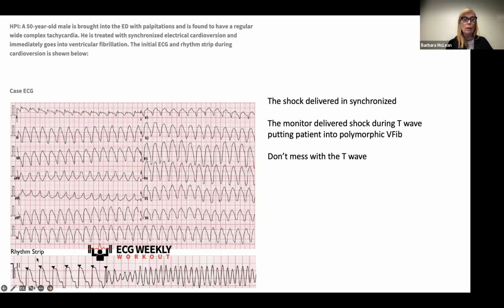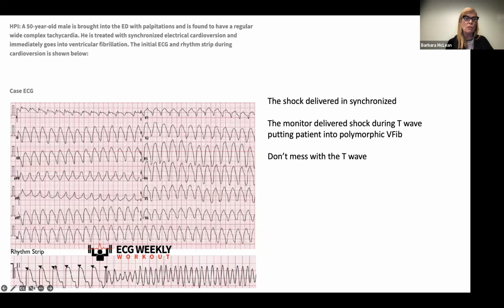But when we hook him up, the monitor is saying, this is your R wave. And so the synchronized shock is delivered, assumedly on the R wave, but it actually was delivered on the T wave. And now the patient has gone into torsades de pointes or ventricular fibrillation. So by the way, just because you turned on your synchronization button, your job isn't over. Make sure that the monitor is able to identify the R wave as separate from the T wave.